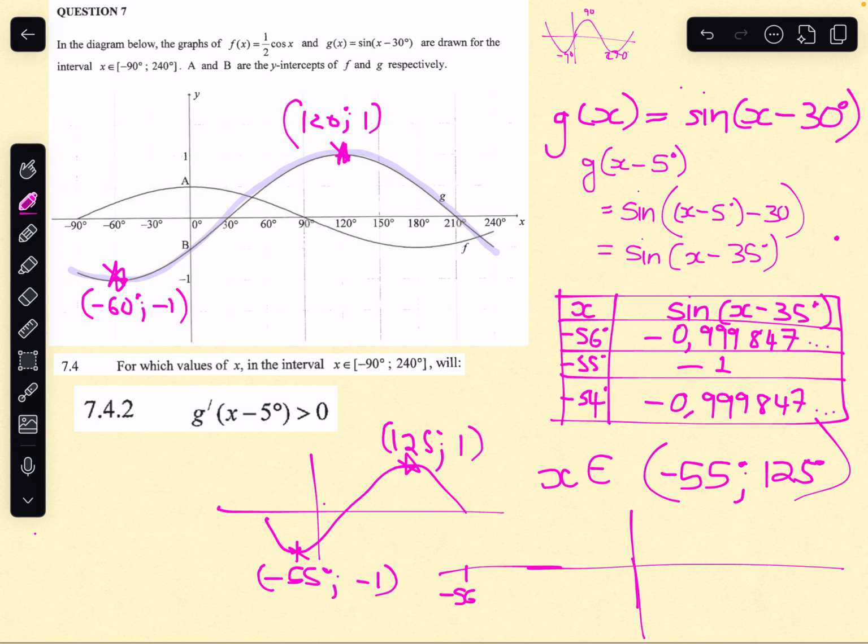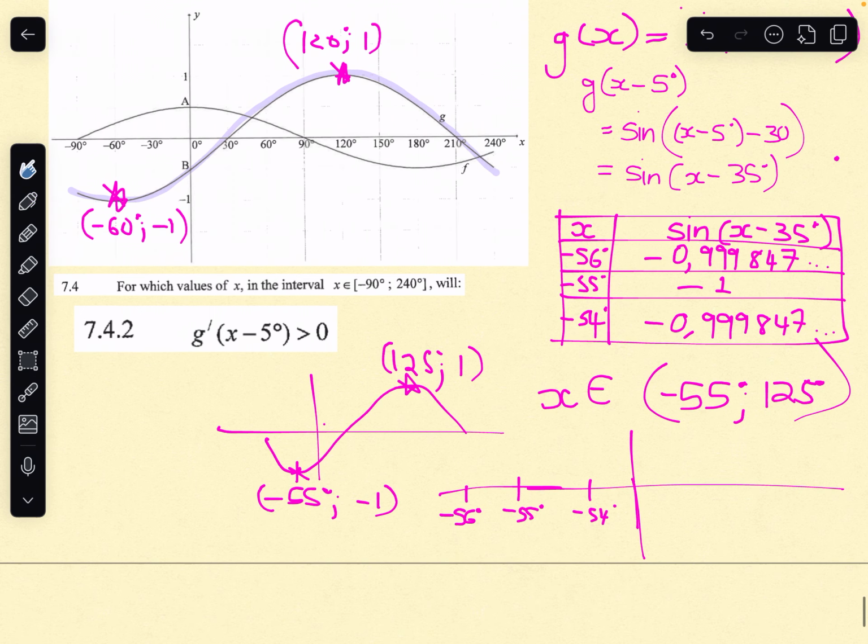So we have minus 56, minus 55, and minus 54. At minus 56, we end up with minus 0.99. And then at minus 55, we end up with minus 1, which is slightly lower. And then at minus 54, we come back up a little bit to minus 0.99. So this is showing us that there is indeed that little dip that happens.